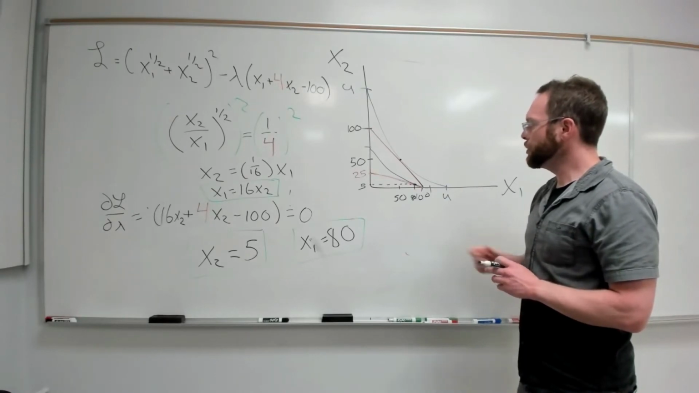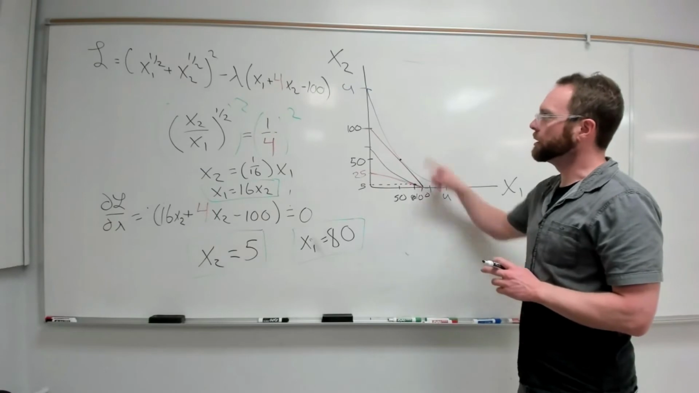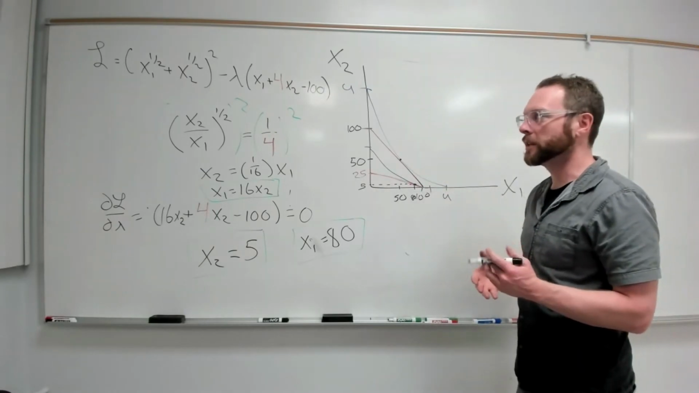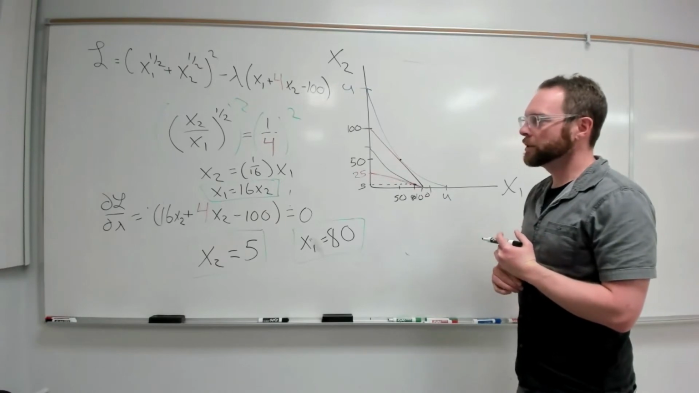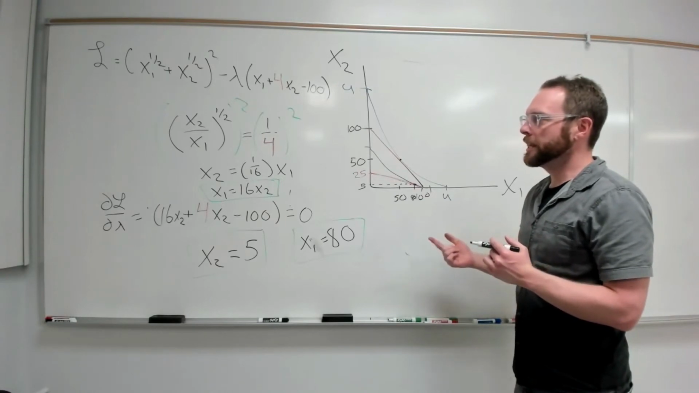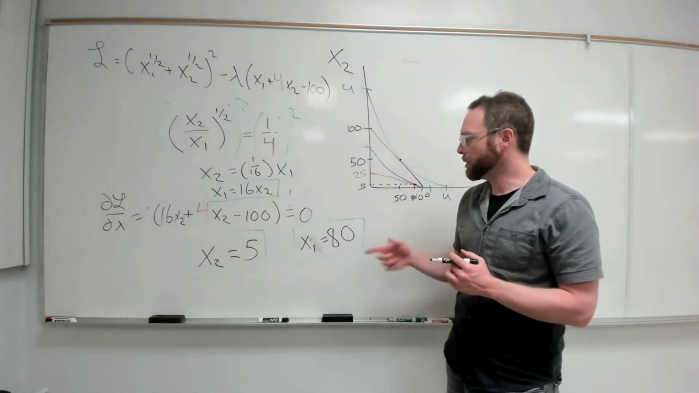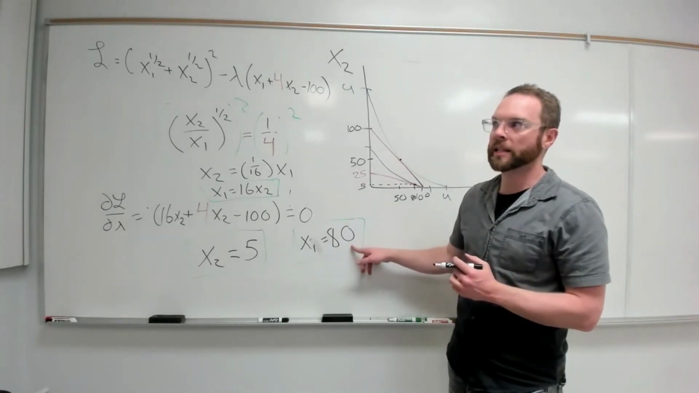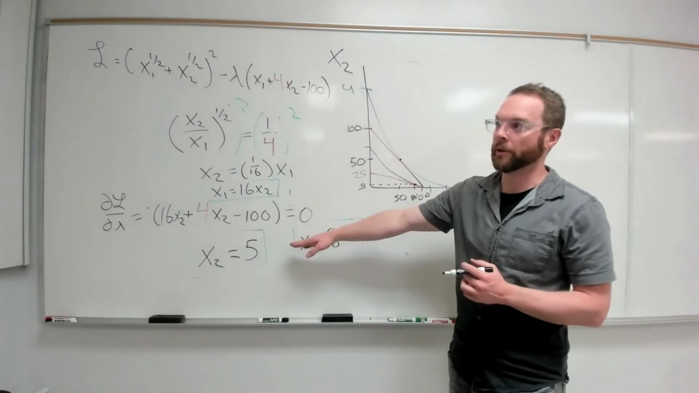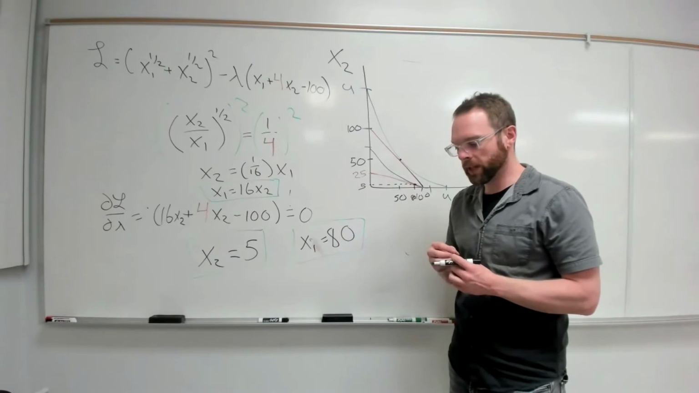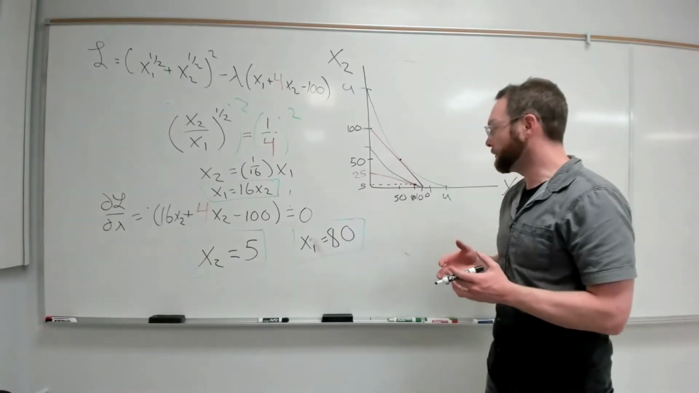So our consumer consumed more X1, less X2, which makes sense. X2 became more expensive and nothing else changed. But there's actually two things going on here. One is the substitution effect. The consumer is going to substitute to consume more X1 because it's relatively cheaper versus X2 now. And two, the consumer is going to want to consume less of both goods because he feels poor.